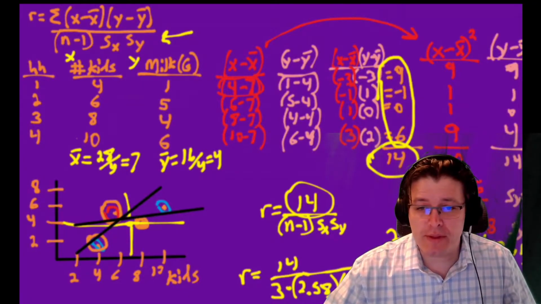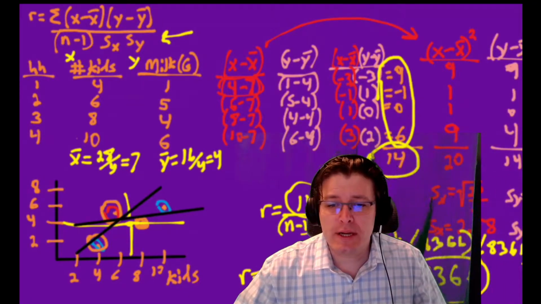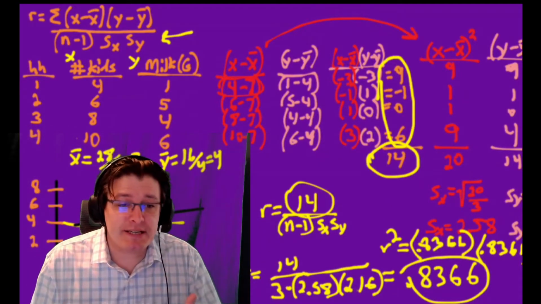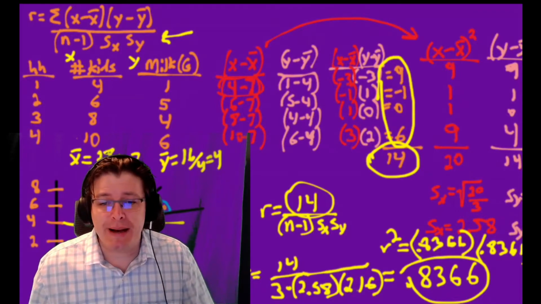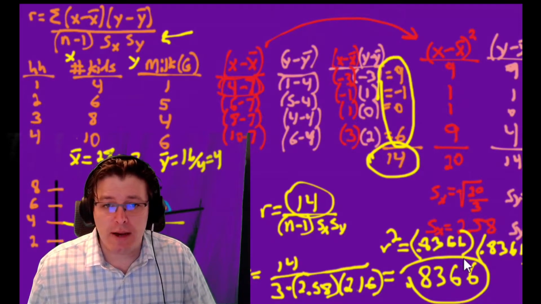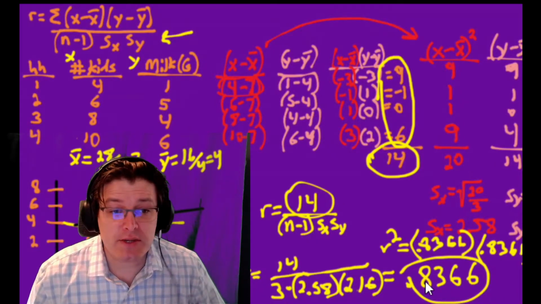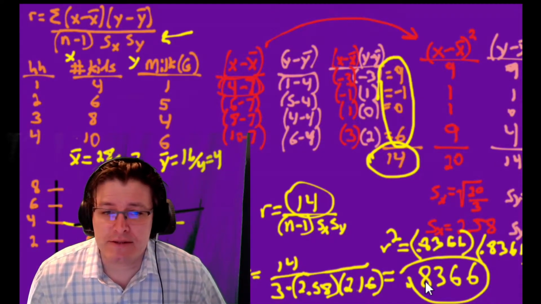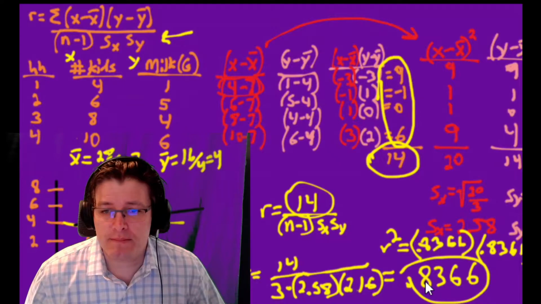Okay, so we went through that whole big process, and we were able to eventually calculate that this is a positive correlation, like we expected. It's a positive, and we also put a value on it of 0.8366. Okay, so a strong positive relationship between the number of kids and the gallons of milk drank per week.